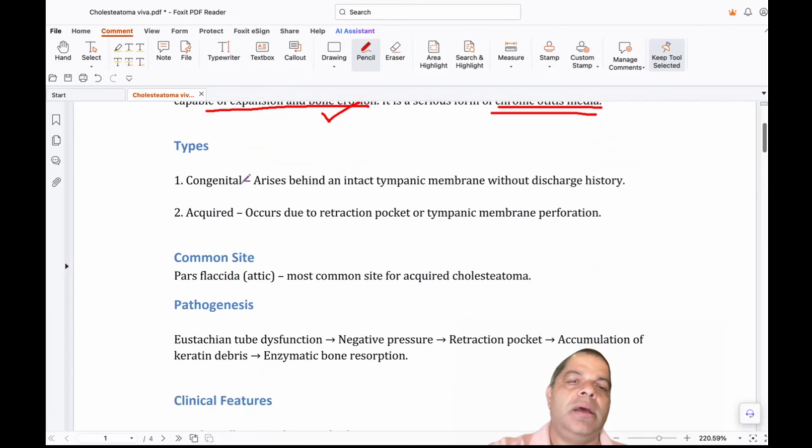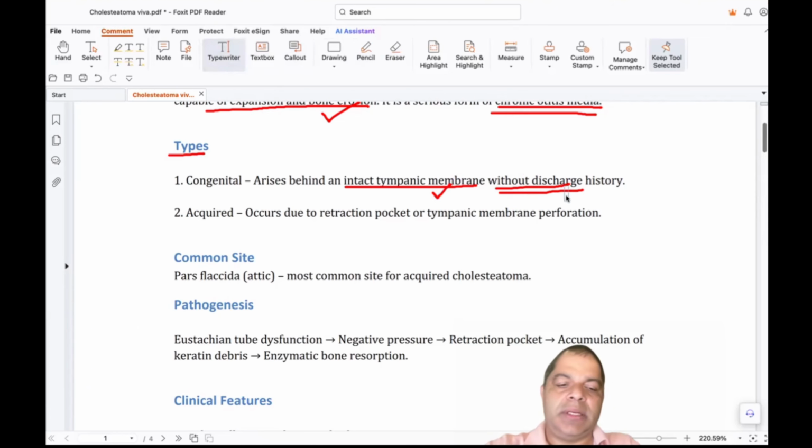That's okay. There are two types of cholesteatoma. One is congenital, which arises behind an intact tympanic membrane. Levenson gave the criteria for congenital cholesteatoma. One, there is an intact tympanic membrane. Two, there is no discharge. Three, a whitish mass behind the tympanic membrane.